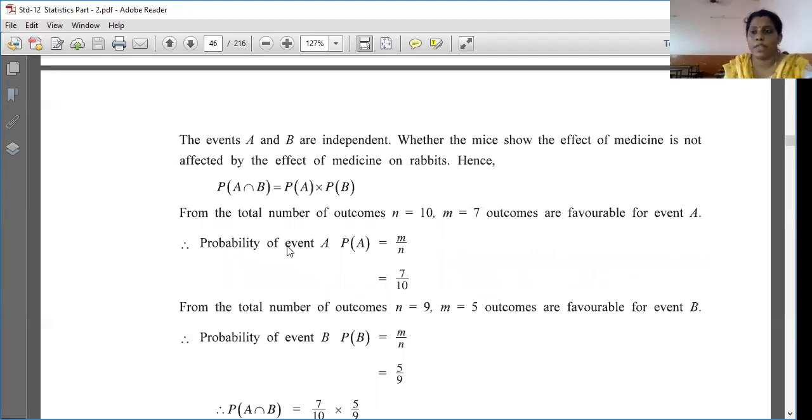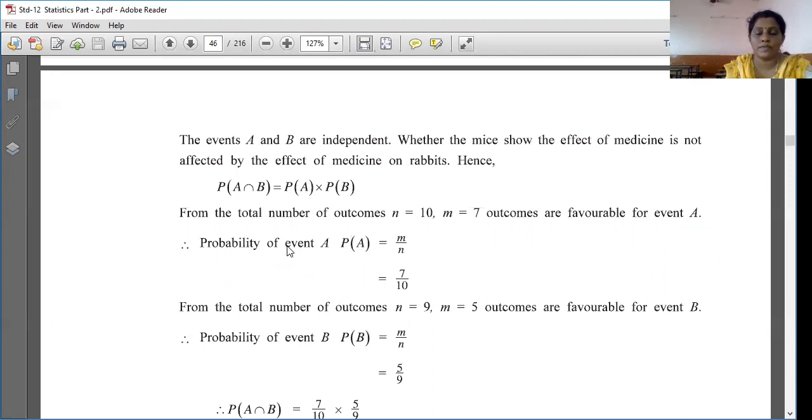Now you have to find P of A. What is P of A? That is the event that the rabbit shows the effect of medicine. So how many rabbits show the effect of medicine? There were 7, right? So our total outcomes of that event will be 7. So M will be 7. So P of A is M upon N, that is 7 upon the total, which was 10. So 7 upon 10.